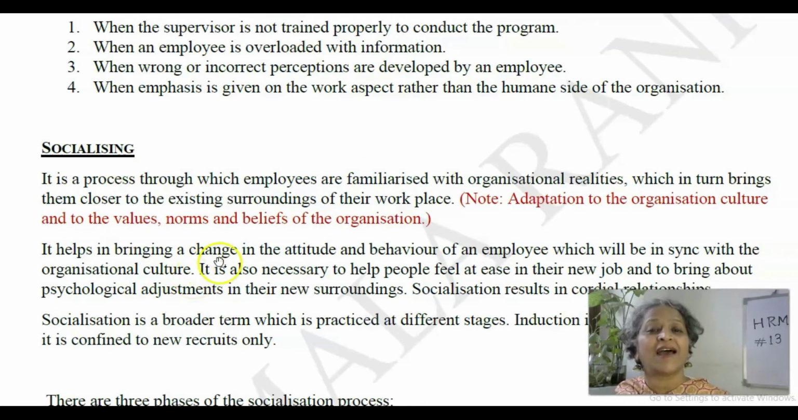That means when this new person is introduced to the work ethos of the organization, the value system of the organization, then even the attitude and behavior of this new worker will also mold accordingly. उसे भी समझ आ जाएगा कि उसे किस तरह के वर्क एनवायरनमेंट में काम करना है.